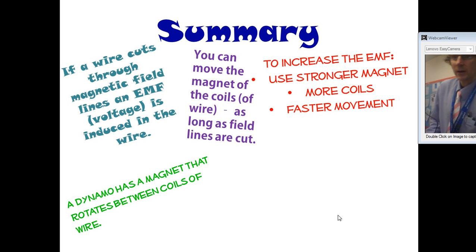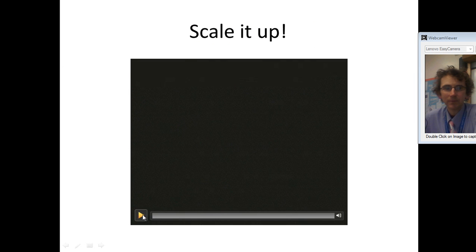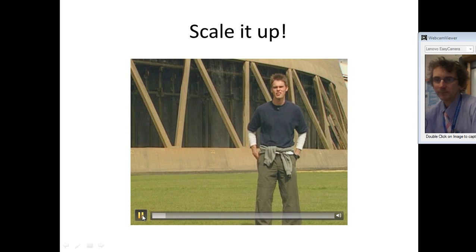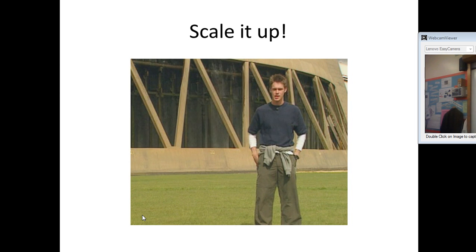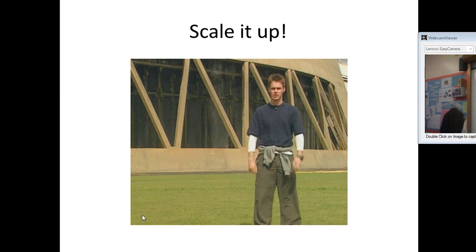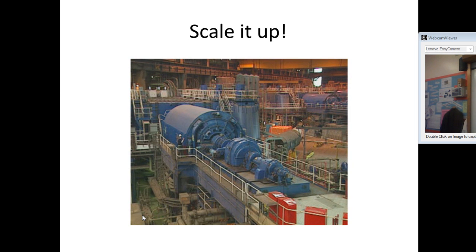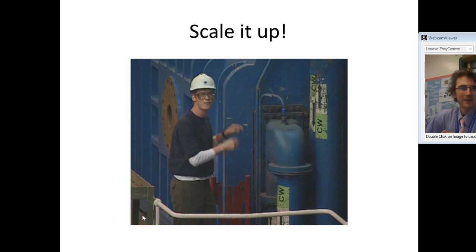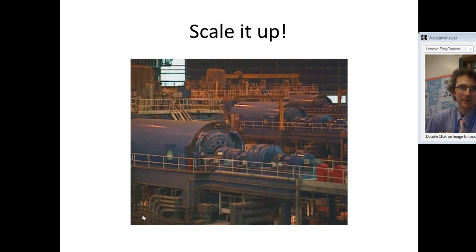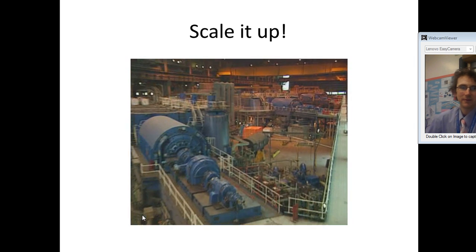Okay, now obviously that's all well and good, but it doesn't make much electricity. If you want to have all the things that you've got in your home that run on electricity, you need bigger magnets and faster movement. Here at Drax Power Station, they generate a huge amount of electricity. They use big coils of wire and massive magnets. This is the generator. Inside is a magnet which is as long as a bus, and it's spinning 3,000 times every minute. And surrounding the magnet are hundreds of coils of wire.